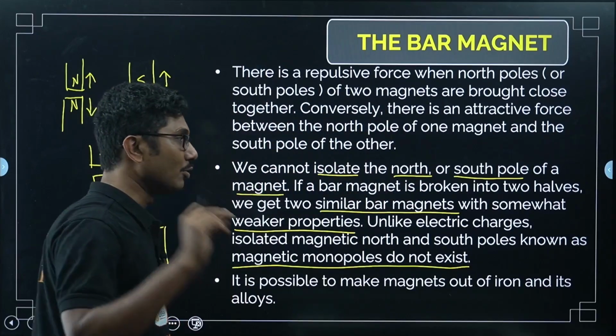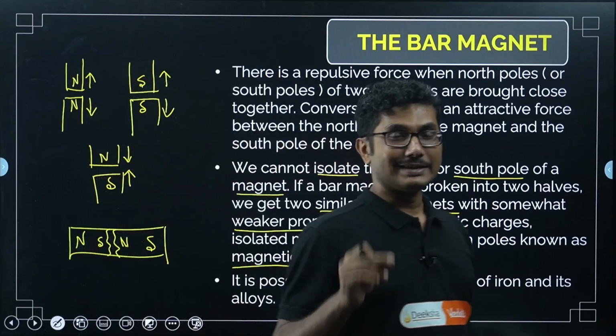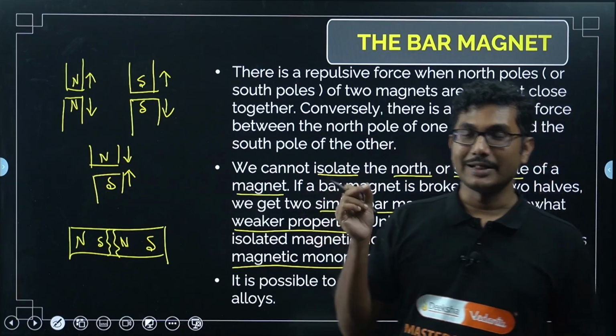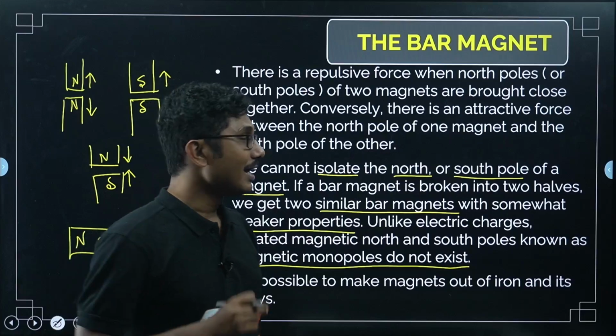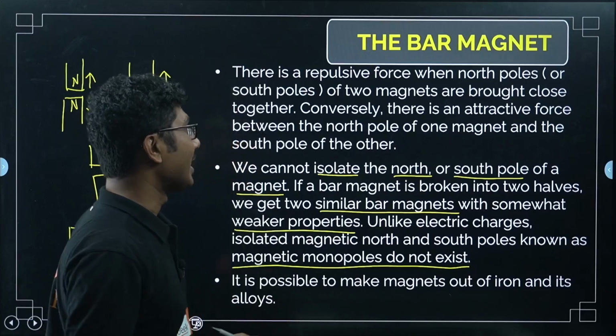Can you name one more material which is used in magnets? It is very common. It is available in toys. You can get it in your home. It's a very strong magnet. Tell me the name if you know that.